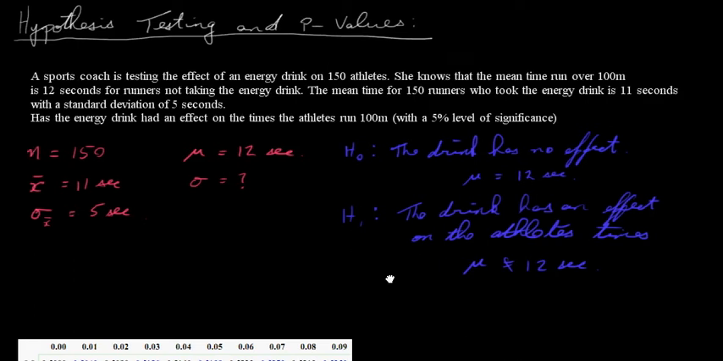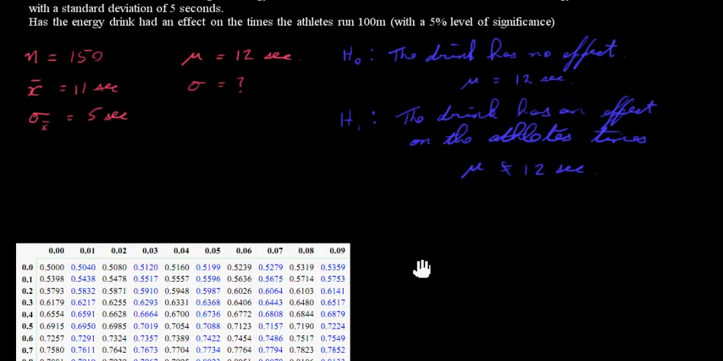Now normally what we would do in this particular situation is work out our margin of error and see does the mean appear within that margin of error. So what we would do is, we would do this kind of thing here. Our margin of error is going to be equal to plus or minus 1.96 times our standard deviation over root n in this case. So this would be plus or minus 1.96. Now we don't have the population standard deviation in this case. However, we do have the sample standard deviation of 5 seconds.